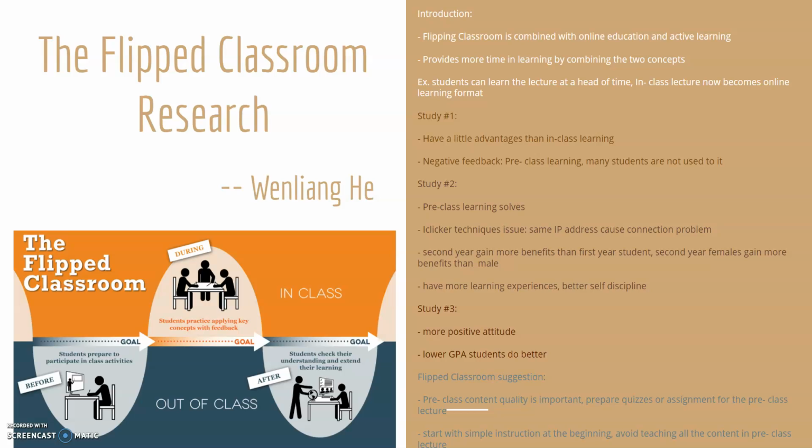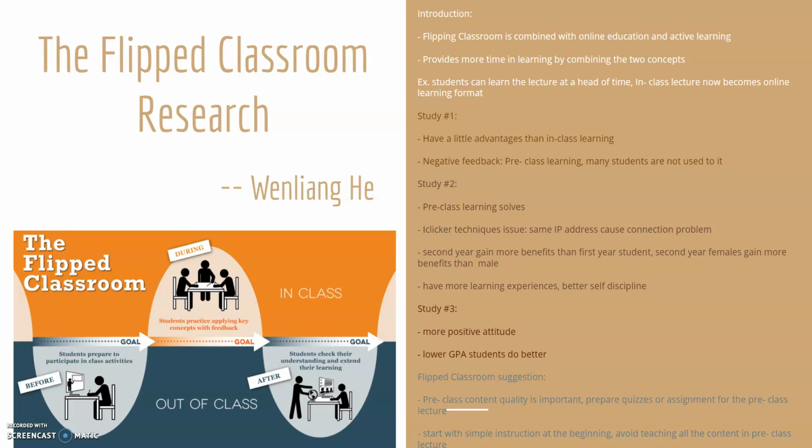They found out that second-year students can gain more benefits than first-year students, and second-year females gain more benefits than males. Probably because second-year students have more learning experience and they have better self-discipline. In the third study, they found out students have a more positive attitude as they are getting used to the flipped classroom concept. And lower GPA students tend to do better.